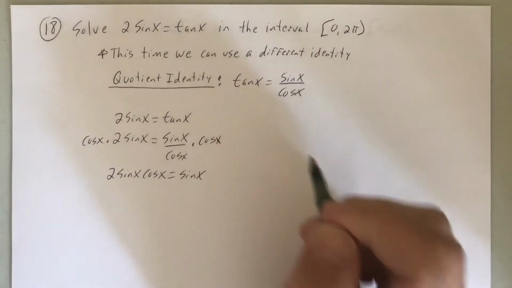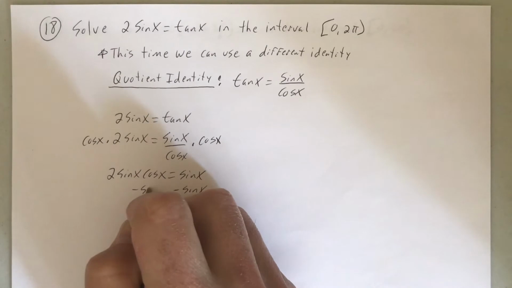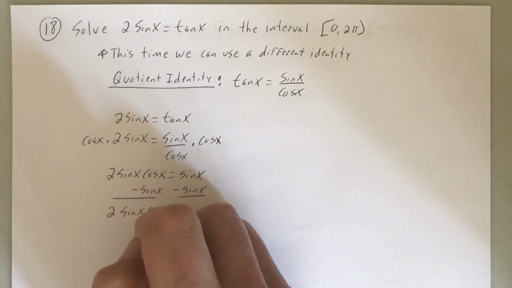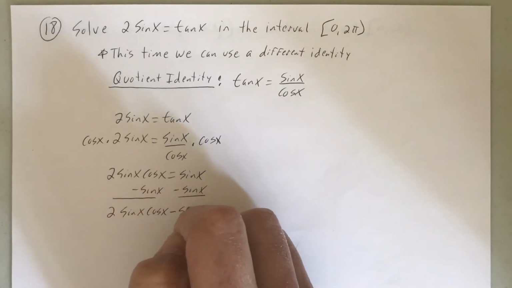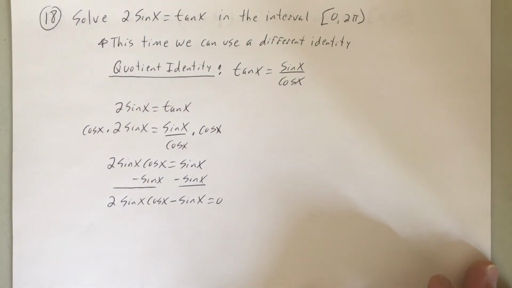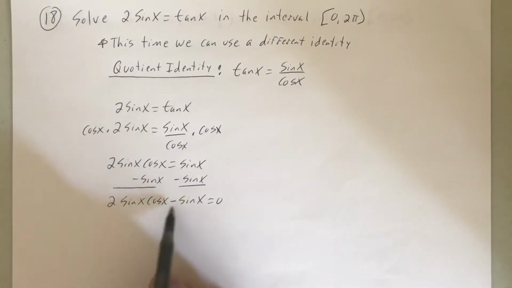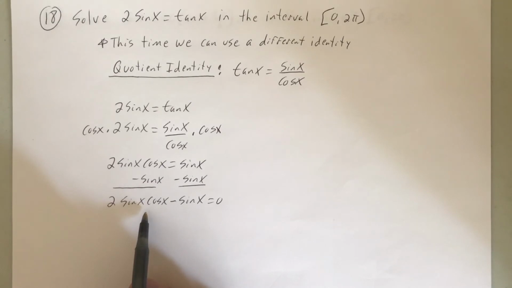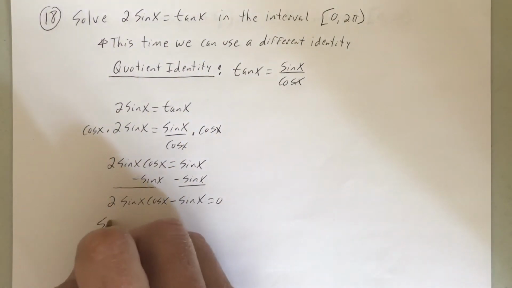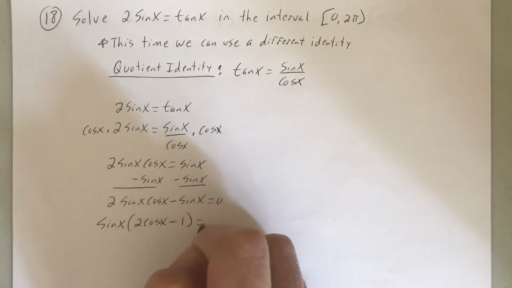And then when I go ahead and set this equal to 0, so I subtract sine x, that gives me 2 sine x cosine x minus sine x is equal to 0. So still you might be saying, well, I don't see how that helps us at all. Well, if you look here now, I got this term and this term. They both have a sine x. So I could take out a common factor. If I do that, that gives me sine x times 2 cosine x minus 1 is equal to 0.